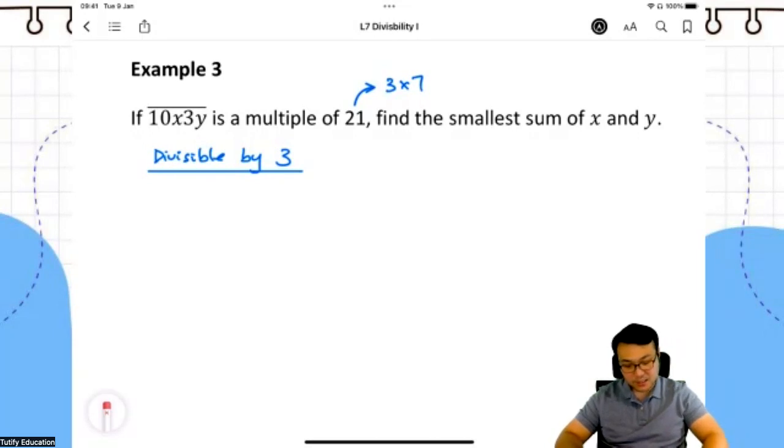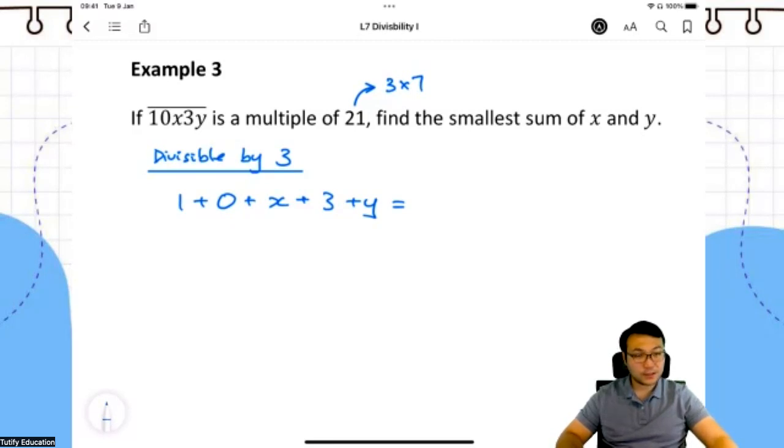Let's find the sum of digits. That means I have to take this digit plus the next digit plus the next digit plus the next digit plus the next digit. What will I get? Something divisible by 3. Very good. Can you simplify this for me in terms of algebra? 4 plus x plus y. Yes, so I will end up with x, y, and 4. Therefore, we're going to say that 3 divides this number, x plus y plus 4.